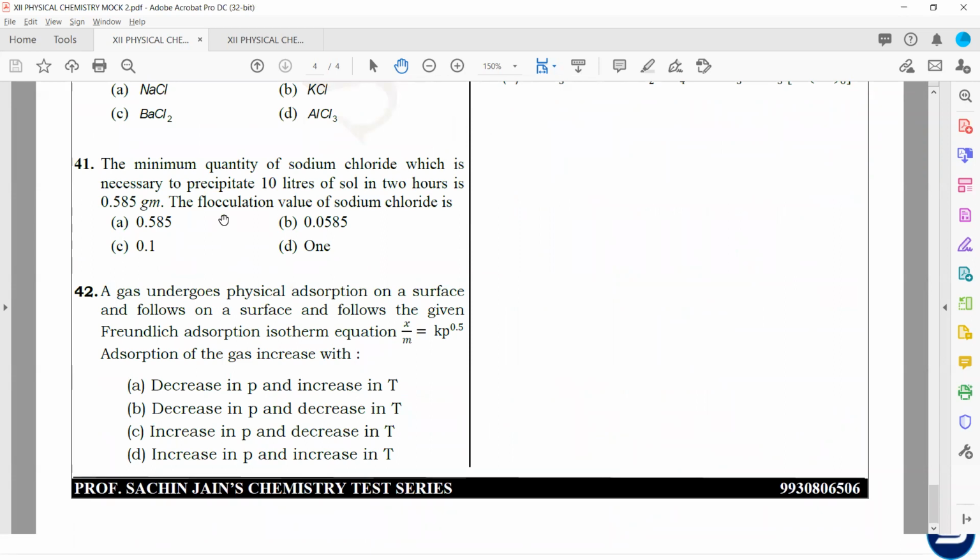Next, a gas undergoes physical adsorption on a surface and follows the given Freundlich adsorption isotherm, which is x by m equal to kp raised to 0.5. Adsorption of the gas increases with, what is the effect of pressure and temperature? Increase with pressure and decrease with temperature. It increases with increase in pressure and decreases with increase in temperature. The answer is option C. Pressure के साथ बढ़ेगा, temperature के साथ घटेगा.